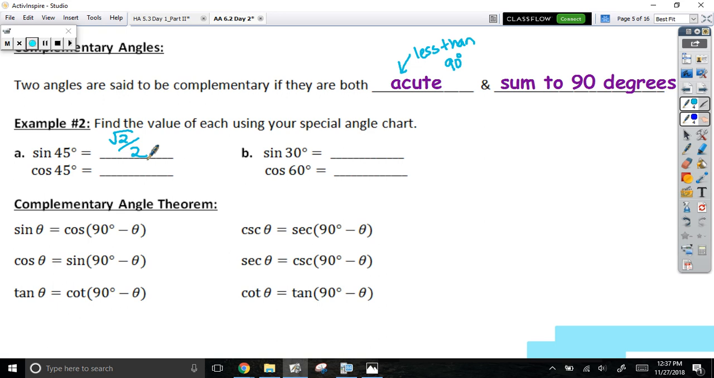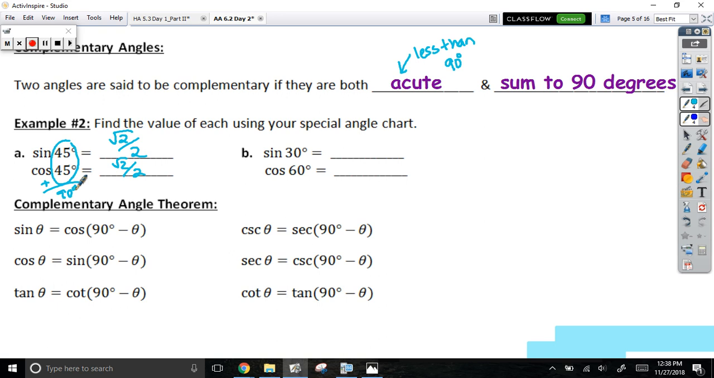Okay, also 45 on our chart, go over to cosine, it's also square root of 2 over 2. Okay, so those are the same. What do we notice about the angle measurements? 45 plus 45 gets me 90. So these are complementary angles and they happen to have the same value.